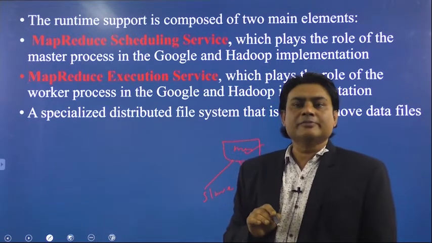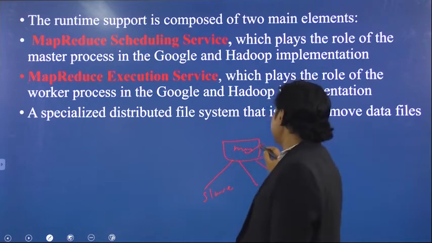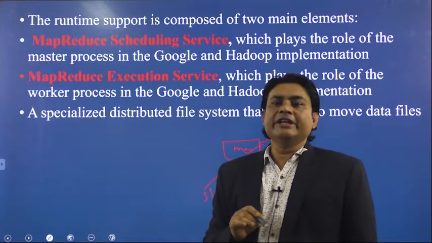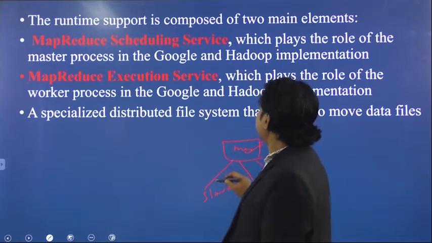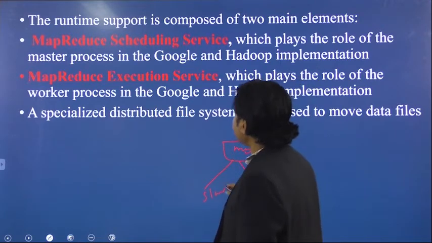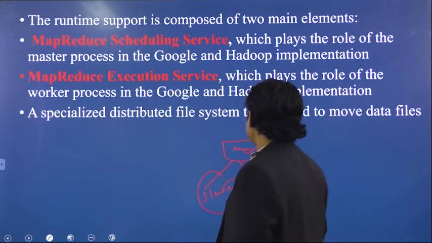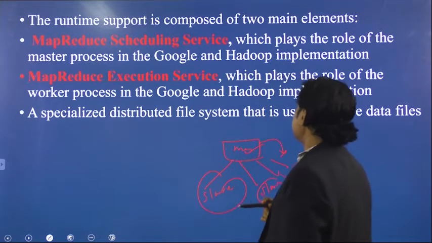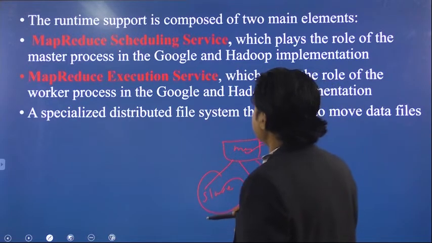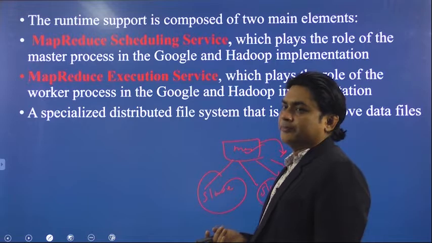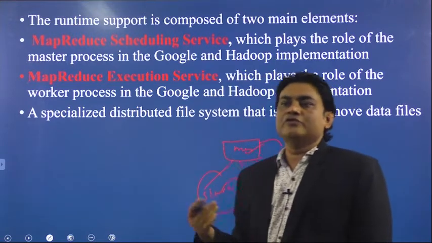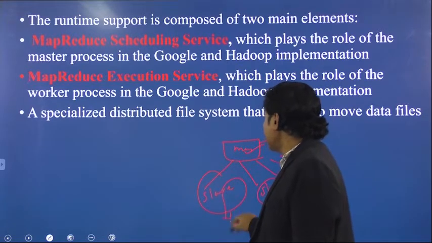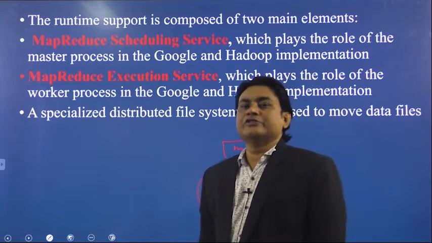Who takes care of the scheduling task? The scheduling task is taken care of by the master node, the master container. The master container is the one that takes care of all the scheduling tasks. And who takes care of the execution services? The execution services are taken care of by the slave, which is called the worker node. It plays the role of the worker process in the Google and Hadoop implementations. In the Hadoop implementation, we use HDFS, and if you use MapReduce, the slave is called the worker node, which takes care of the execution services.